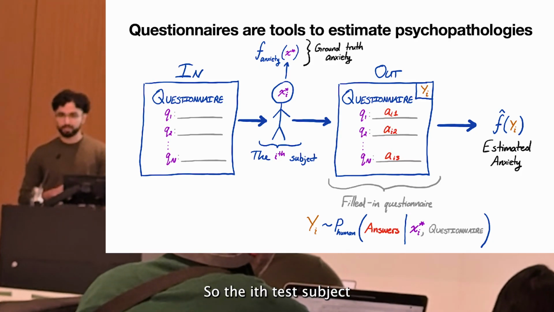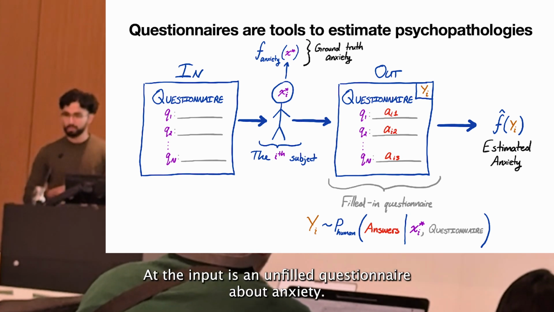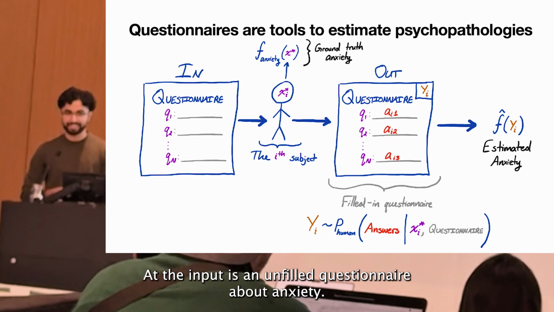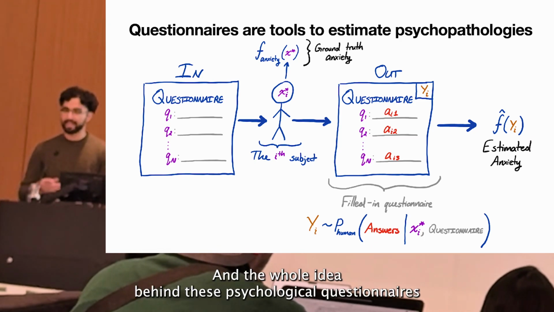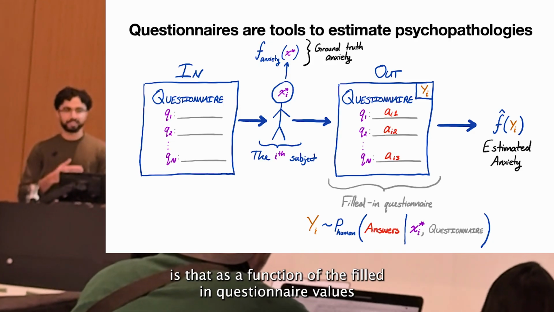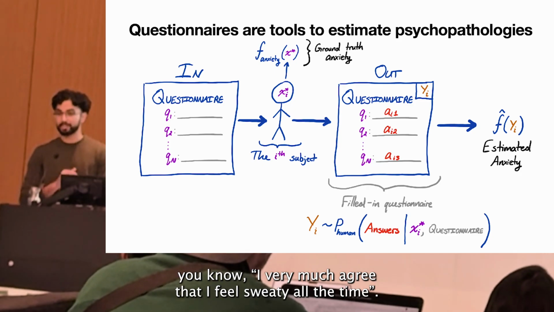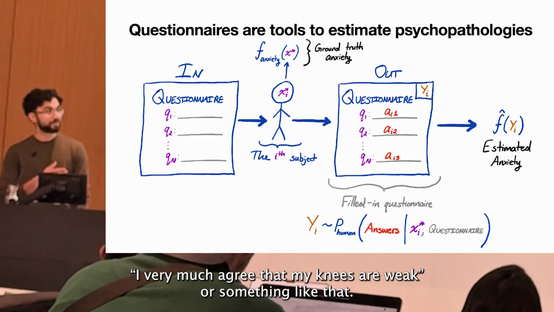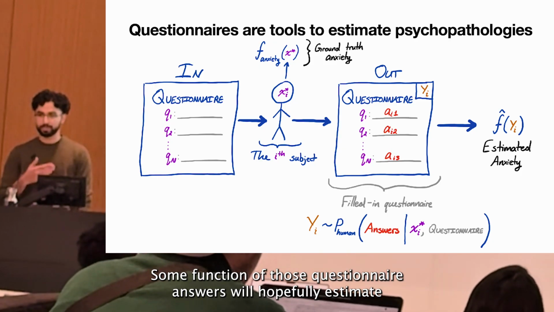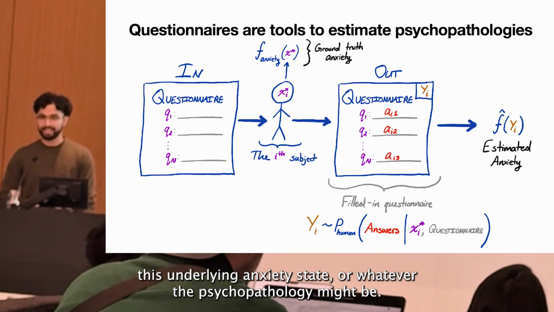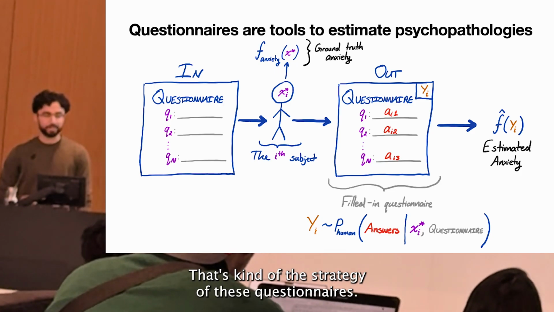So the test subject, I framed him as an input-output system here. The input is an unfilled questionnaire about anxiety, and the output is a filled-in questionnaire about anxiety. And the whole idea behind these psychological questionnaires is that as a function of the filled-in questionnaire values, so you bubble in these, oh, I very much agree that I feel sweaty all the time, I very much agree that my knees are weak, or something like that, some function of those questionnaire answers will hopefully estimate this underlying anxiety state, or whatever the psychopathology might be. That's kind of the strategy of these questionnaires.